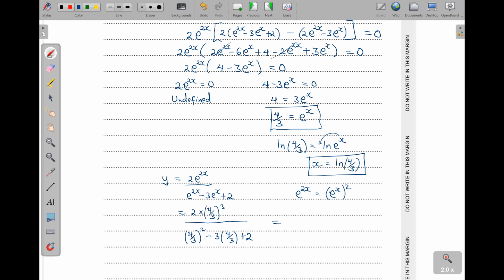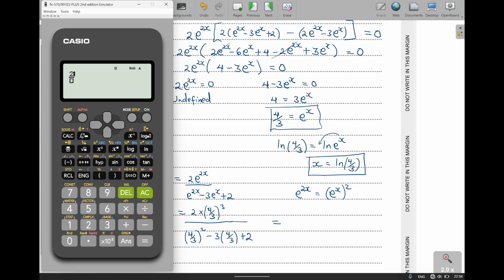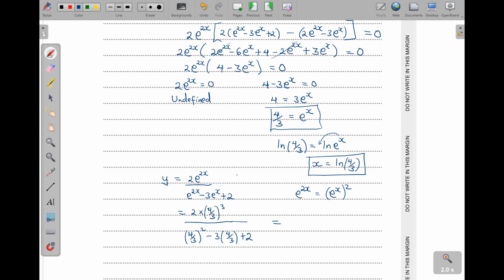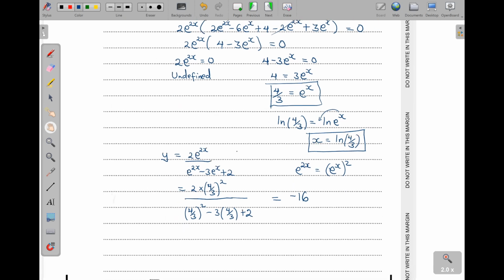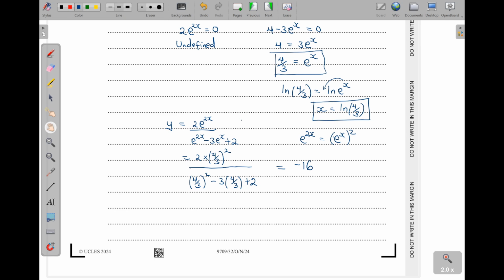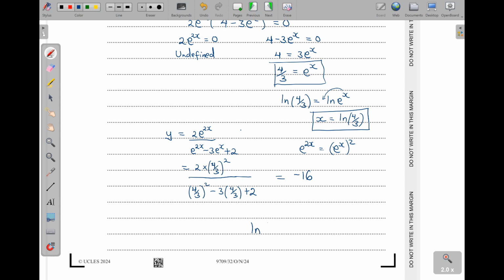So what does this one give us? I just get the calculator and I put in everything. So I have 2. No, there is a mistake here. This one is supposed to be a square, not a cube. It's a square. So I will have 2, then into 4 over 3, and then I square that. I get the denominator, and then I put 4 over 3, and then I square that, then minus, of course this will be minus 4 because the 3 disappears, then plus 2. Then this one will give us negative 16. So that means the exact coordinates of the stationary point, we are going to have natural log of 4 over 3 as the x coordinate, and then the y coordinate is negative 16. So this is going to be our answer.